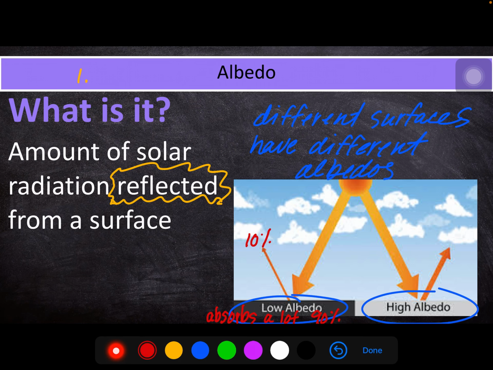Here, a high albedo surface reflects more than it absorbs. So it might be reflecting 80% and absorbing 20%. And so we typically see these low albedo surfaces heat up much faster than a high albedo surface because, again, of what that surface is absorbing. So in your number 1, you're thinking about albedo is looking at solar radiation reflected. There's 2 categories, high albedo and low albedo.